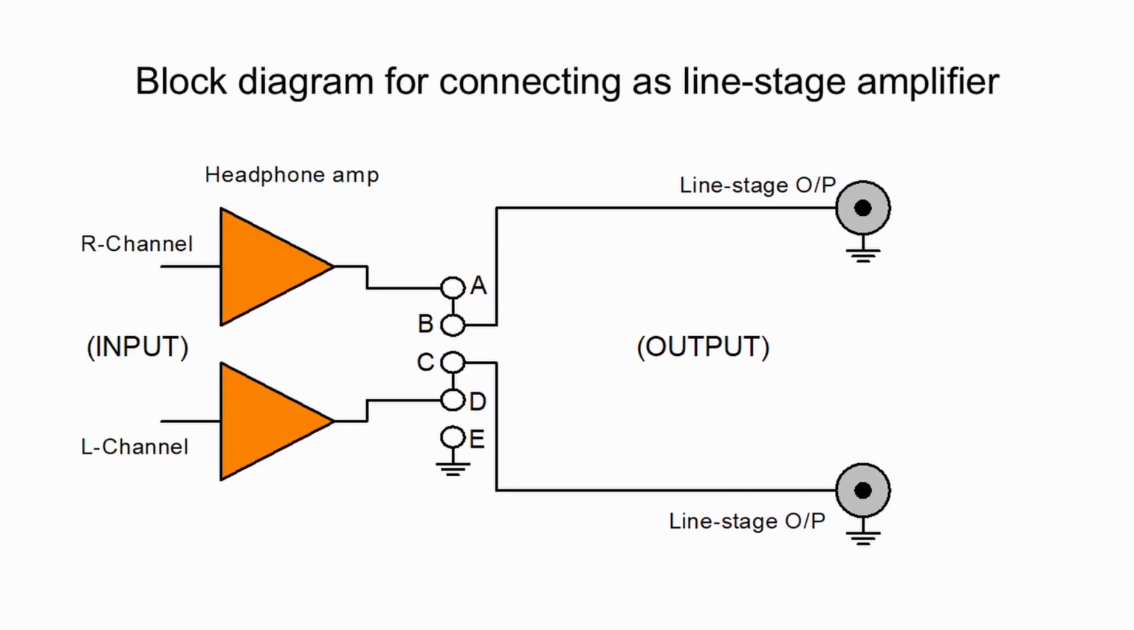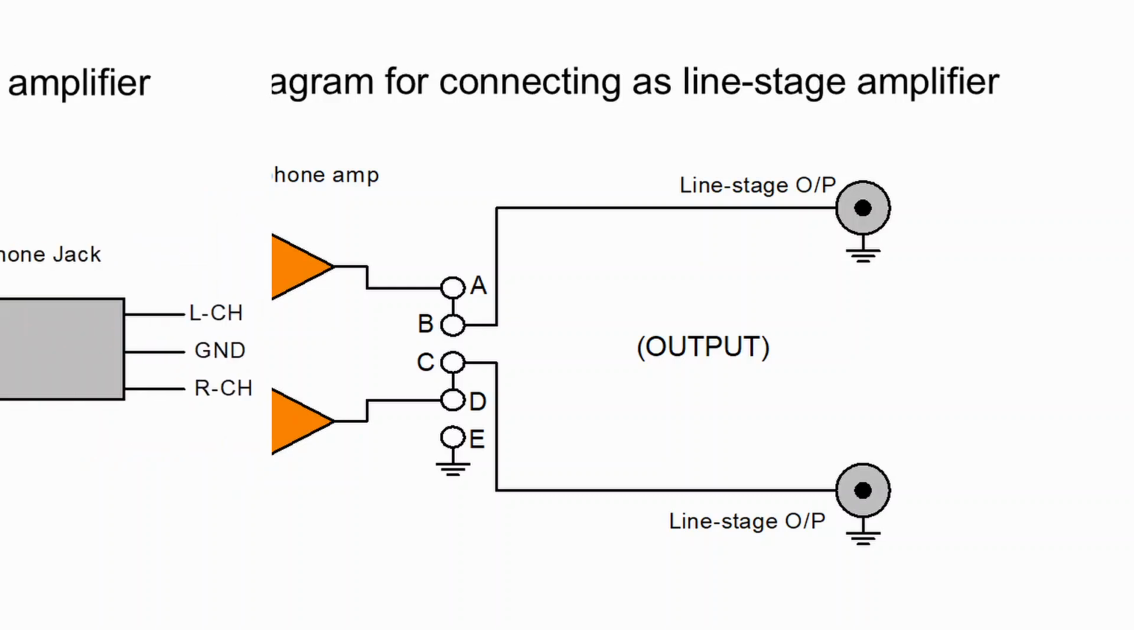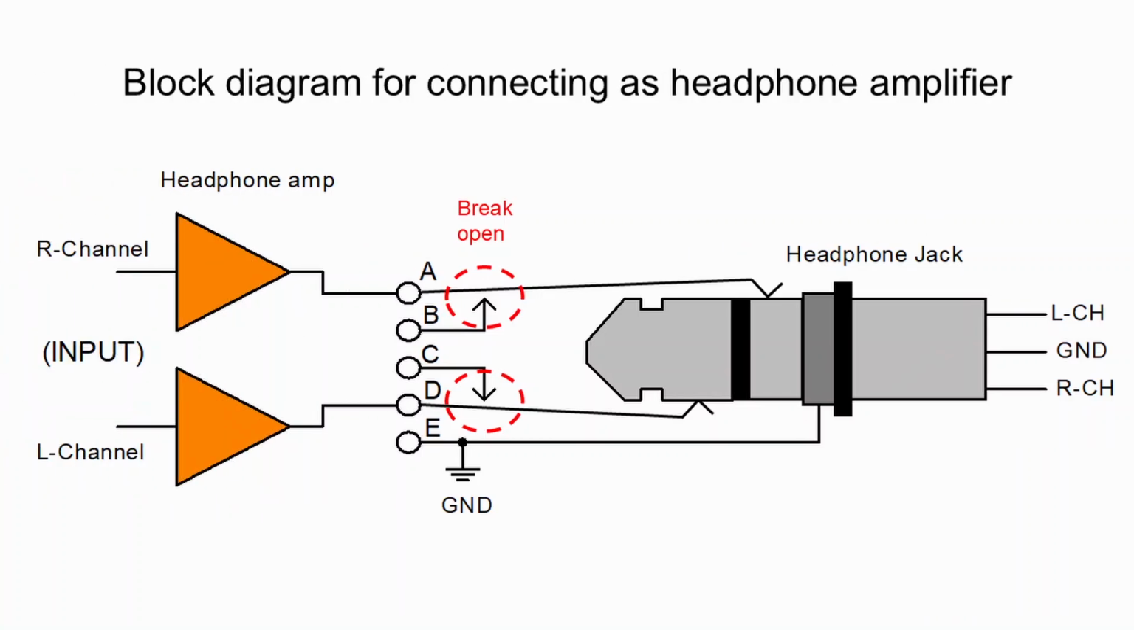In this simplified diagram, it illustrates that when no headphone jack is inserted to the socket, this amplifier operates as a line stage amplifier. This line stage amplifier can drive any audio power amplifiers that take unbalanced signals. When a headphone jack is inserted to the socket, the two contacts break open. Therefore, the output signals all go to the headphone. Contacts B and C receive no signal from the amplifier's output. Therefore, the amplifier is now operating as a headphone amplifier.